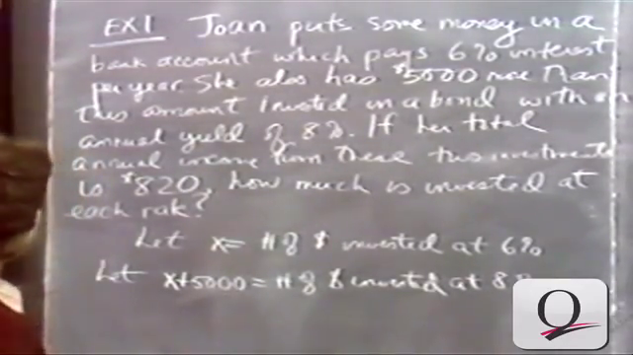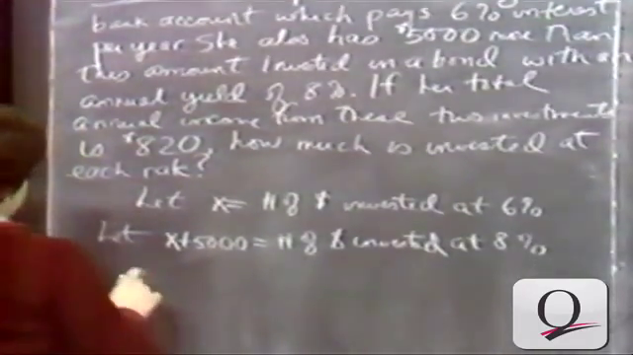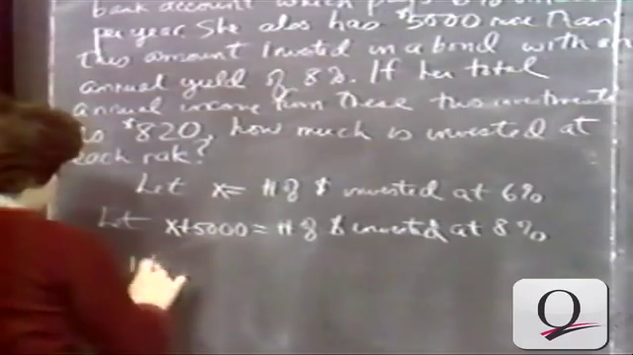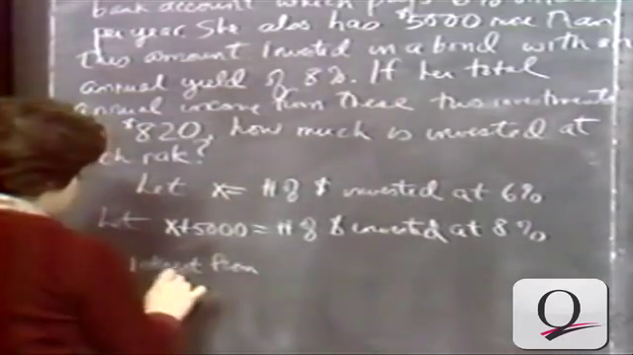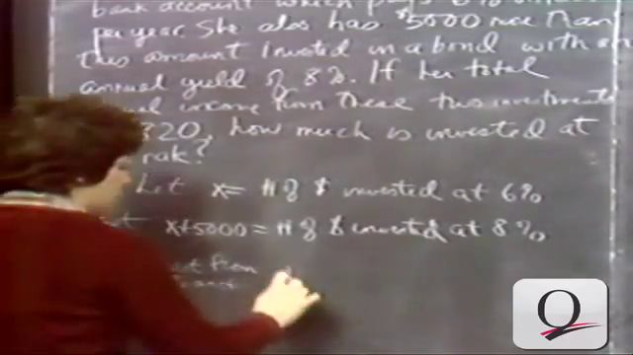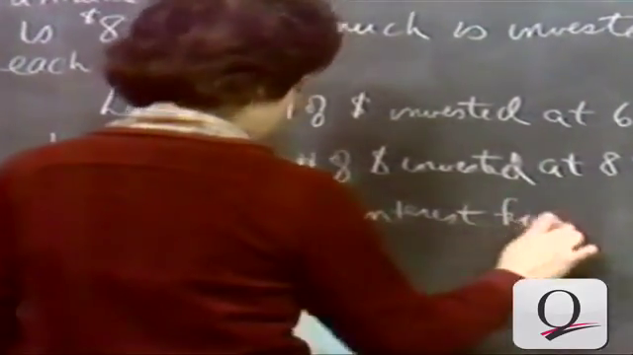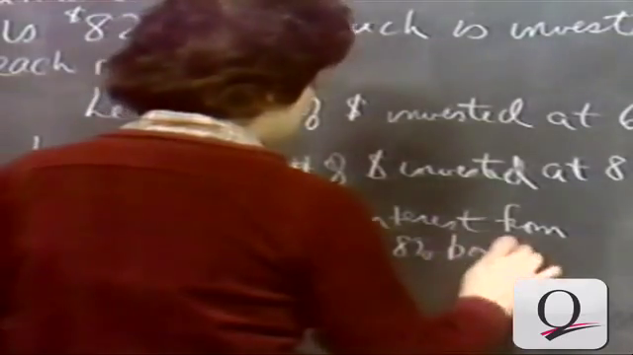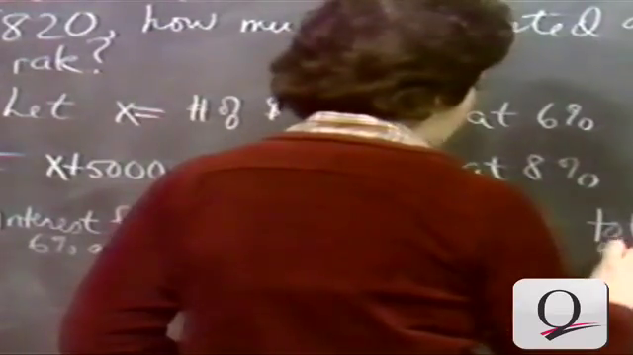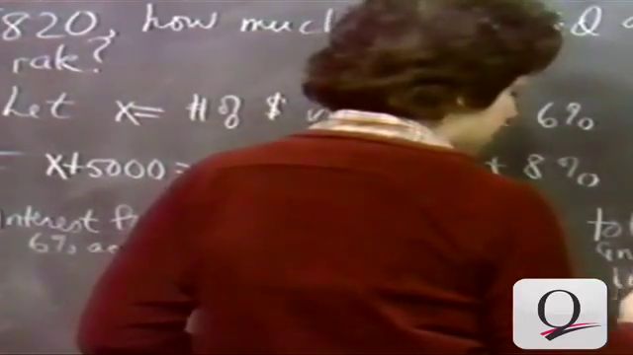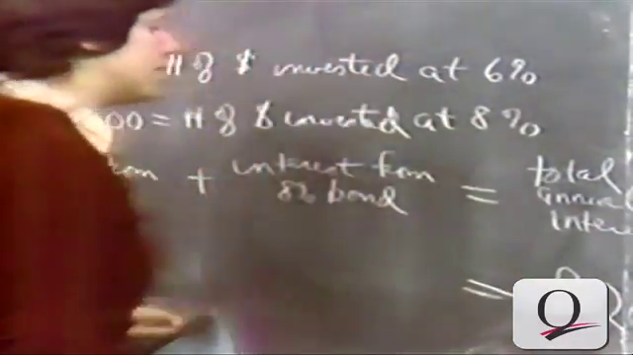Now we are told the total interest from the two investments is $820. That is the interest from the 6% account plus the interest that she gets from the 8% bond. Together, this is her total annual interest from these two investments. Now we are told that the total annual interest from the two investments is $820.